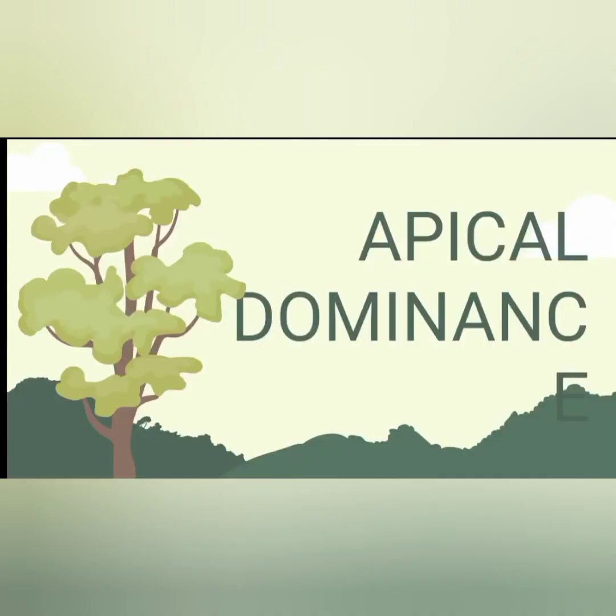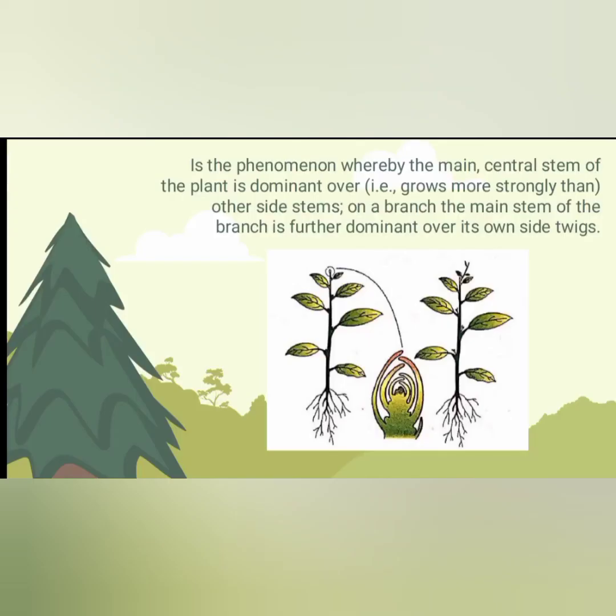Apical dominance is the phenomenon whereby the main central stem of the plant is dominant over, grows more strongly than, other stems. On a branch, the main stem of the branch is further dominant over its own side twigs.